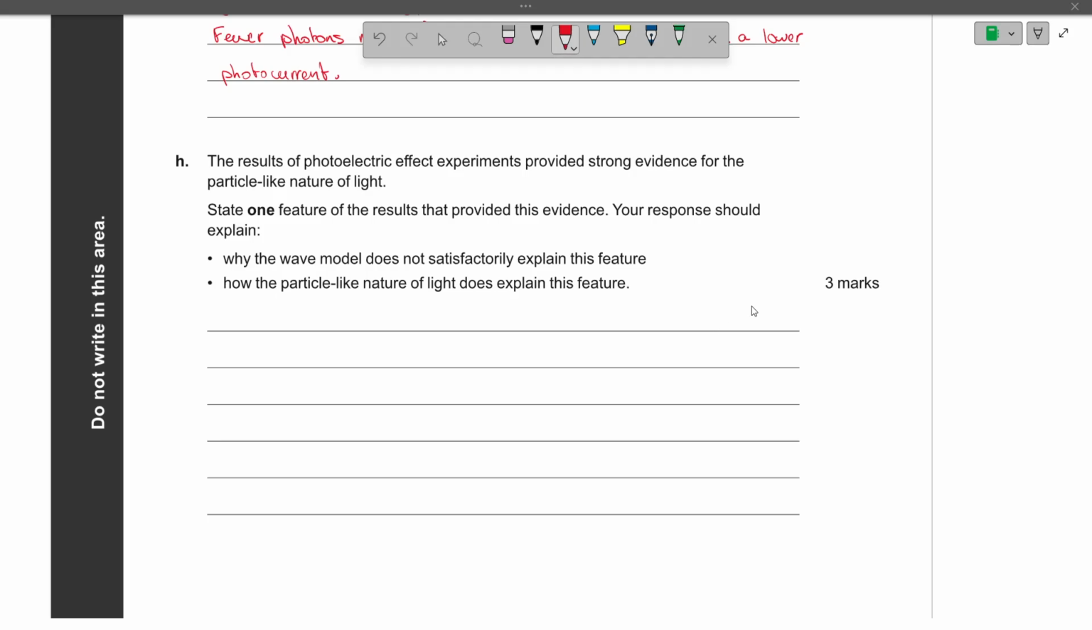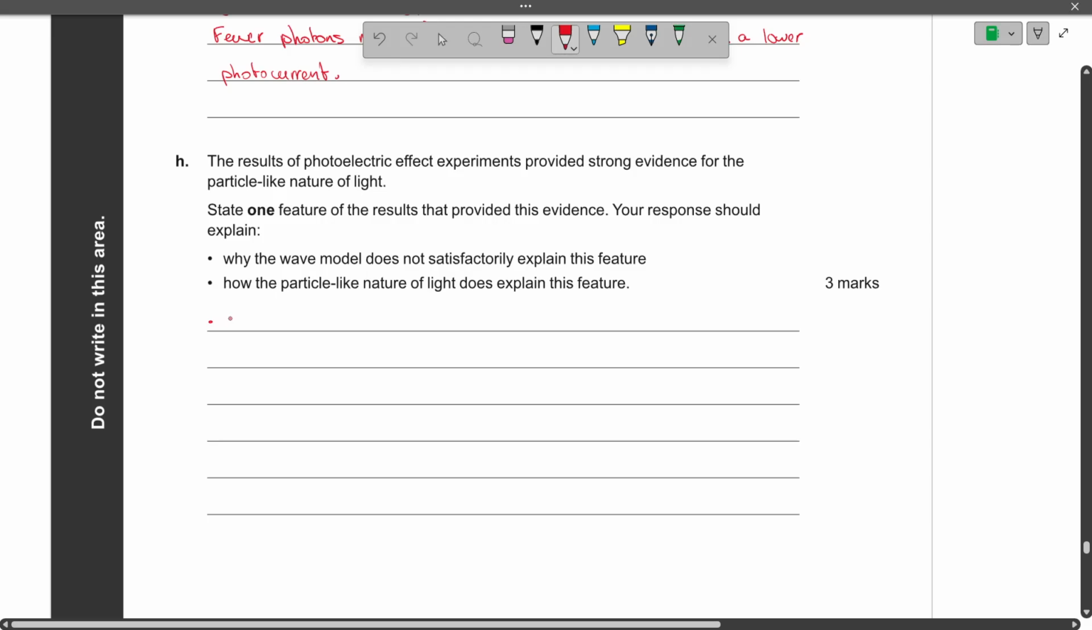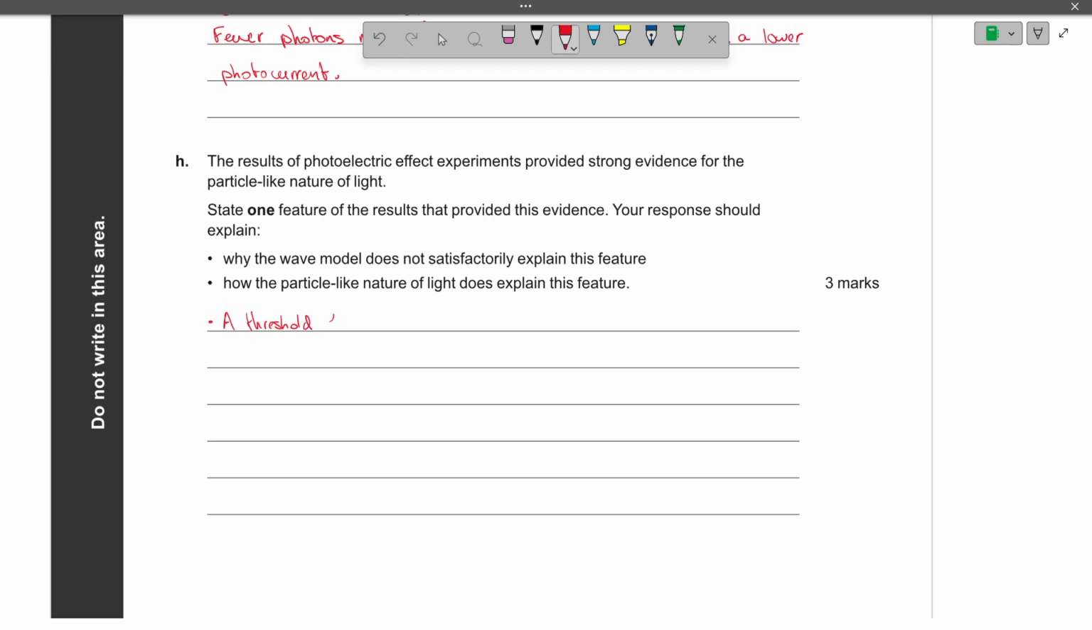There are three main arguments that you could make here. I'm only going to pick the one that I like, and that is that there exists a threshold frequency. Okay, that is one feature that these results tell us. So why does the wave model not explain why a threshold frequency exists?